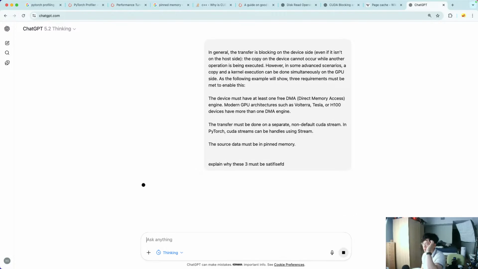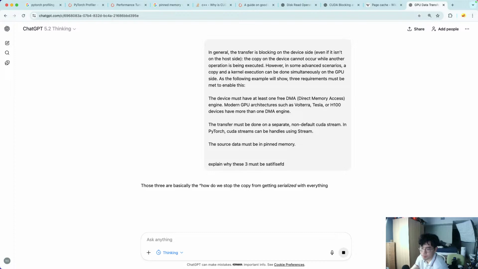Alright, let's see the explanation, but I have an explanation for each of these. The DMA is so that the GPU, if there's no DMA, then the GPU has to spend the time to do this. There's no parallelization that can happen.